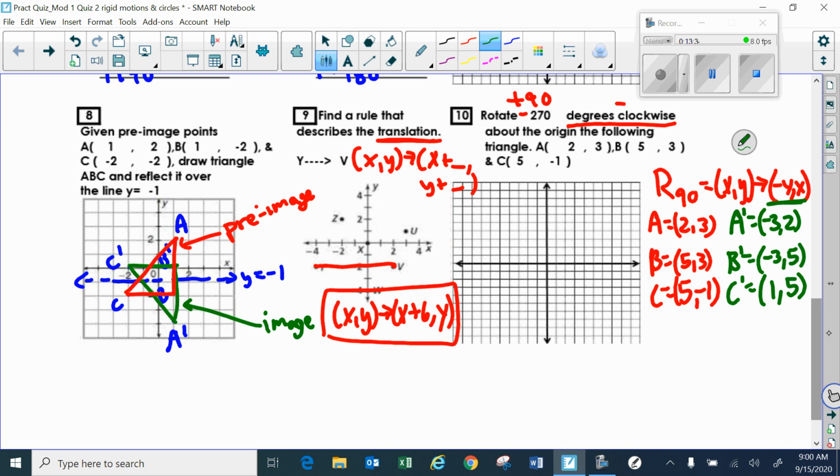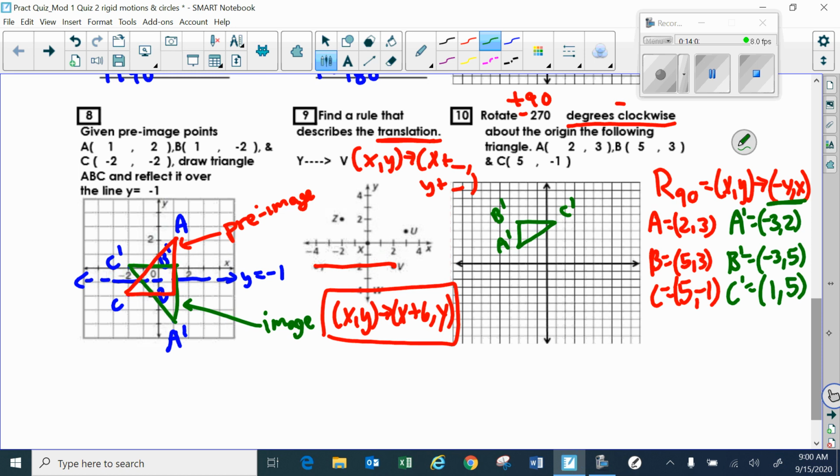Now go ahead and just plot those. (-3, 2), (-3, 5), so that's 2, 3, 4, 5. There's A prime. Oops, let's get rid of that first one. B prime, and (1, 5), C prime. And there's my triangle right there.